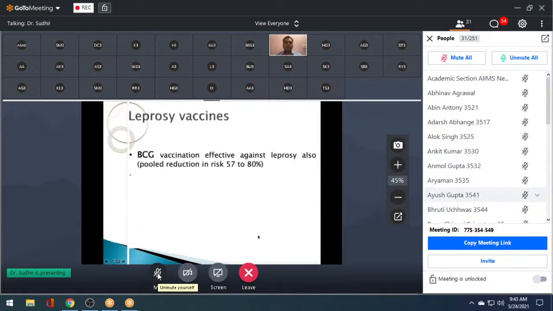Okay. So coming to leprosy vaccines, BCG vaccination has shown some effectiveness against leprosy also, and the pooled reduction in risk is about 57 to 80% according to some studies. But still, you cannot say that BCG is an anti-leprosy vaccine. No. But it has shown some efficacy against leprosy.